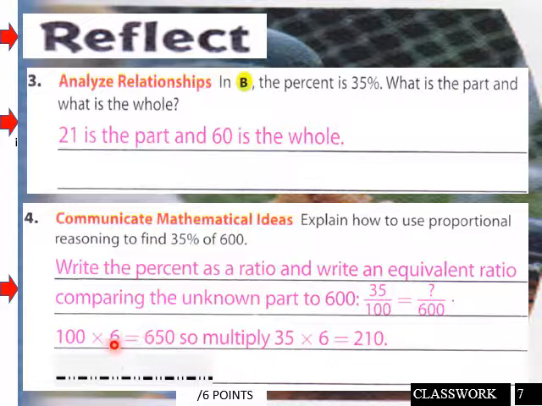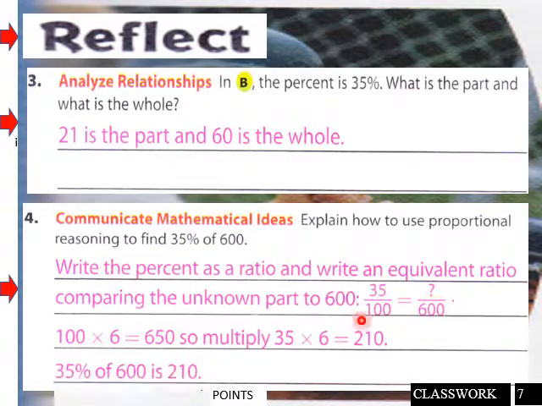This is 100 times 6 equals 600, students. It does not equal 650. This is incorrect. 100 times 6, the factor here, how we go from 100 to 600, is multiply by 6. So we multiply 35 by 6 and we get 210. So 35% of 600 would be 210. 100 times 6 is 600.